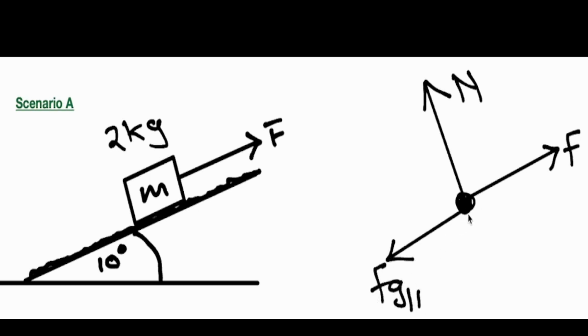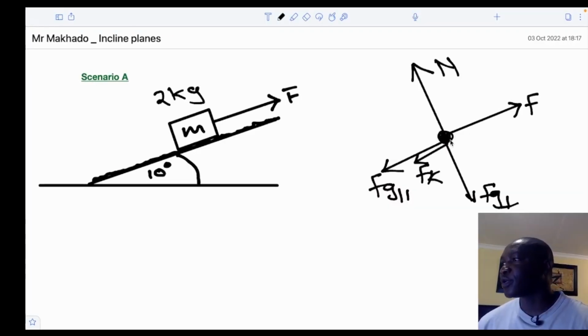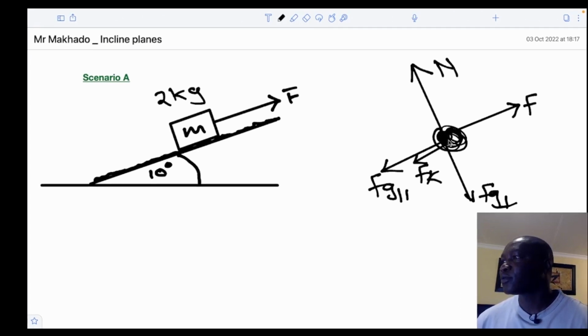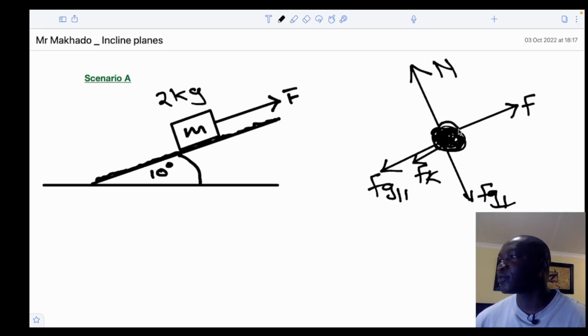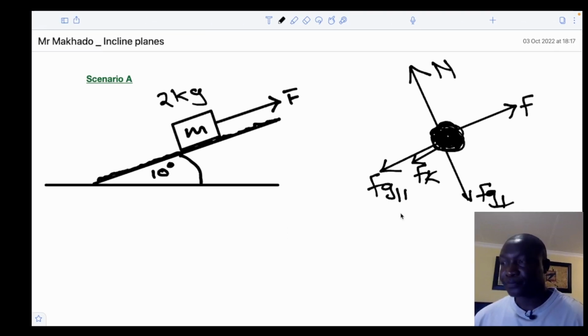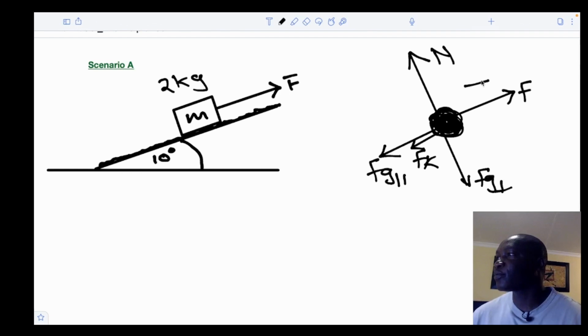Then there is kinetic friction because the surface is rough. Then I'm going to draw the perpendicular component of the weight, FG perpendicular. Now, if you see that your forces are not joining the dot properly, you can always increase the size of the dot so that all forces emanate from that dot, showing that they're acting on the object. Now, in this case, the acceleration of the block is upslope.